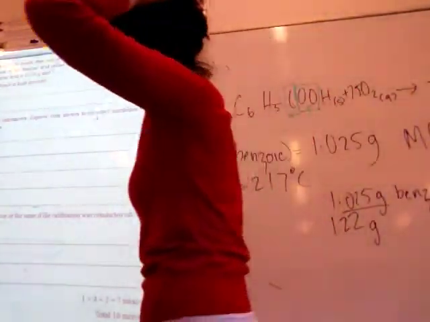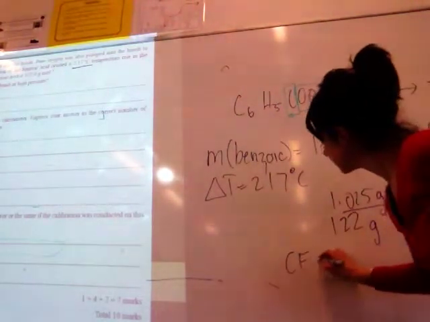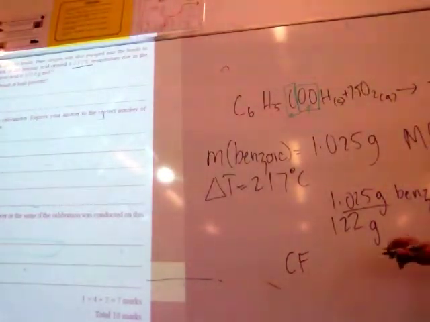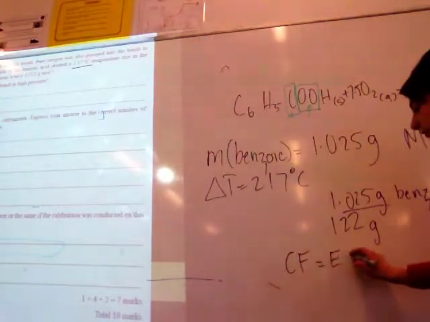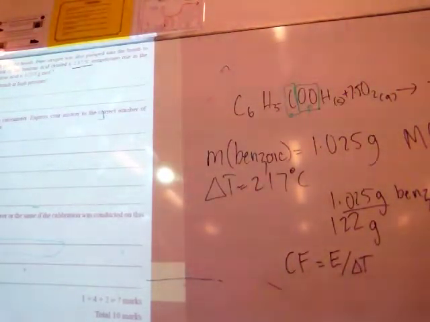Now we've got to work out the calibration factor. So, what is it? Calibration factor. I'm thinking of E equals CF delta T, if you just move that around. E equals CF delta T, was that the one? Yeah, if you just move that around. Calibration factor equals energy over delta T. Yep. Okay. Doesn't the energy have to be in joules though? E divided.